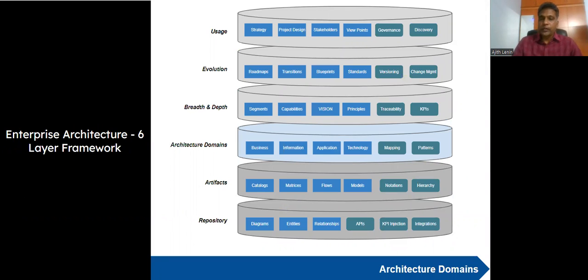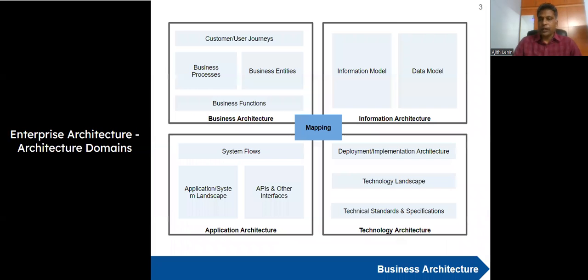So in the last few videos, we looked at the top 3 layers: usage, evolution, and, in the last video, breadth and depth. In this video, we'll look at the architecture domains. Since this is a very vast layer, we're going to spend the next few videos on this domain before we move to the next layer. Let's start with a brief on the 4 different domains in this layer.